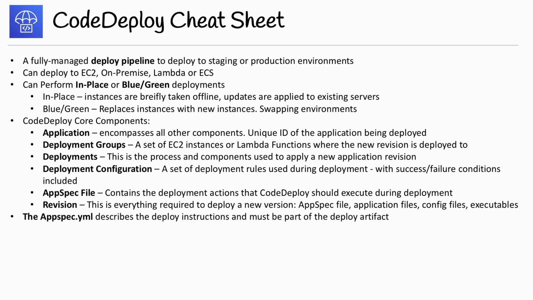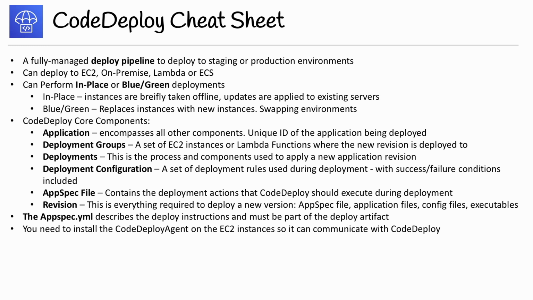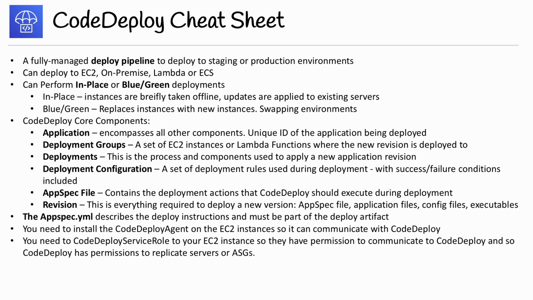Now talking more in detail about the AppSpec YAML, this describes the deploy instructions and must be part of the deploy artifact. And the last thing I want to tell you is you need to install the CodeDeploy agent on EC2 instances so it can communicate with CodeDeploy. And you need to create the CodeDeploy service role and add it to your EC2 instances so they have permissions to communicate to CodeDeploy, and so CodeDeploy has permissions to replicate servers or ASGs.